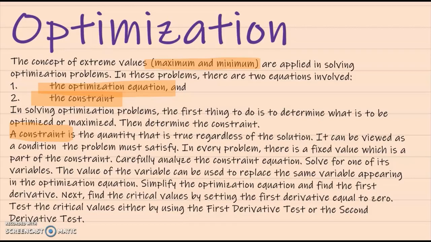In every problem, there is a fixed value which is a part of the constraint. Carefully analyze the constraint equation. Solve for one of its variables. The value of the variable can be used to replace the same variable appearing in the optimization equation. Simplify the optimization equation and find the first derivative. Next, find the critical values by setting the first derivative equal to 0. Test the critical values either by using the first derivative test or the second derivative test.